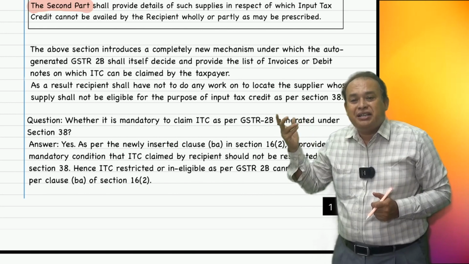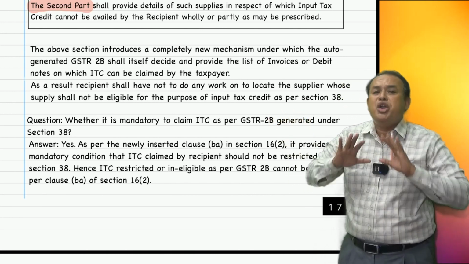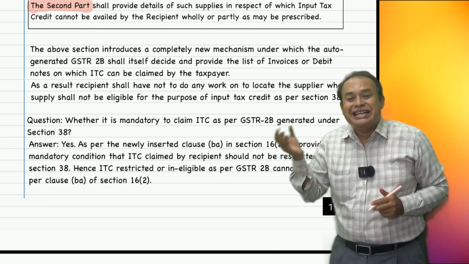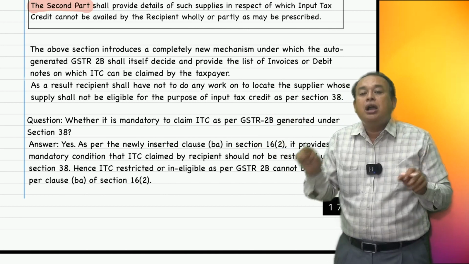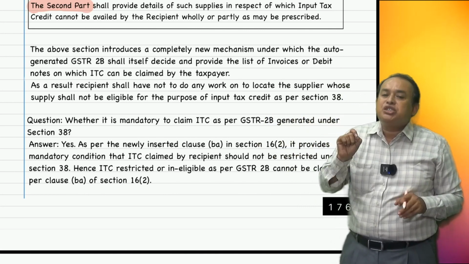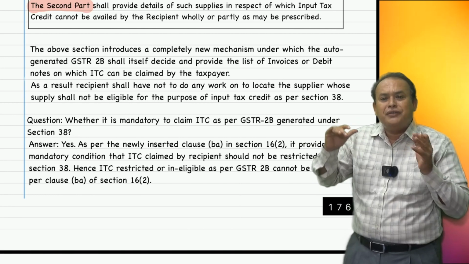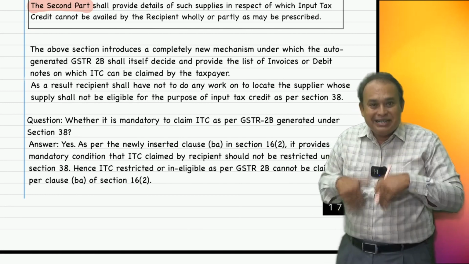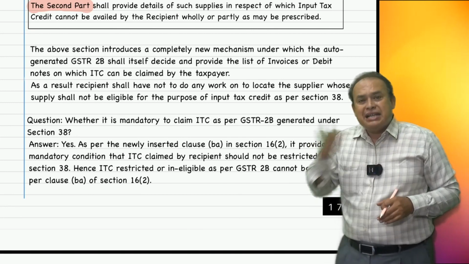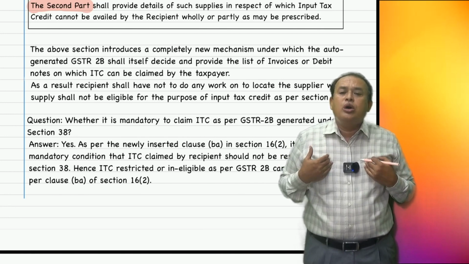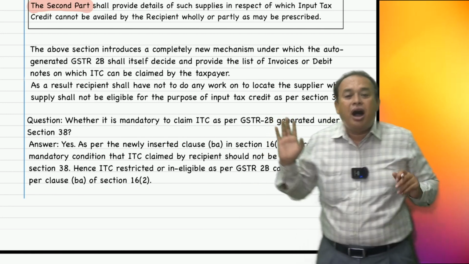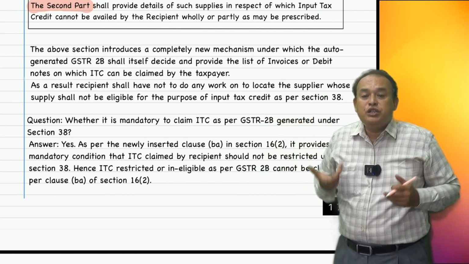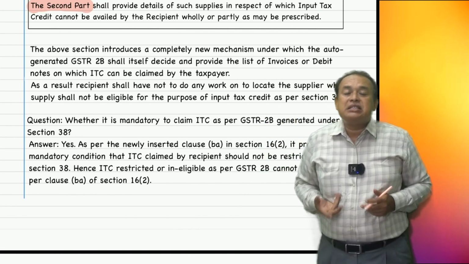The above section introduces a complete new mechanism under which the auto-generated GSTR 2B shall itself decide and provide the list of invoices or the list of debit notes on which ITC can be claimed by the taxpayer, namely the recipient. As a result, the recipient does not have to do any work to locate the supplier whose supply shall not be eligible for input tax credit as per section 38.